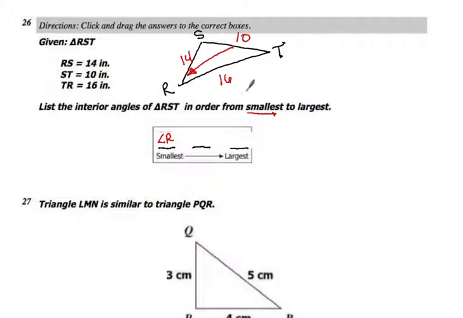Okay, go to your medium side, 14. The angle opposite that is your medium angle, angle T. Go to your largest side. The angle opposite that is your largest angle, angle S. So there's your solution. You just drop and drag those on over. Okay.